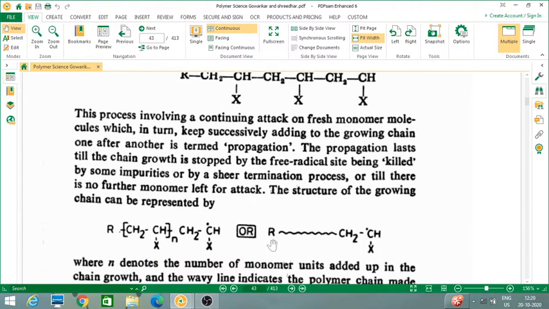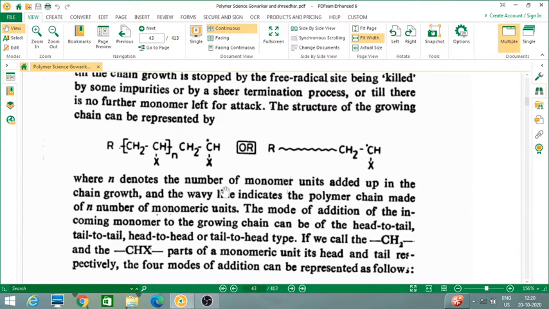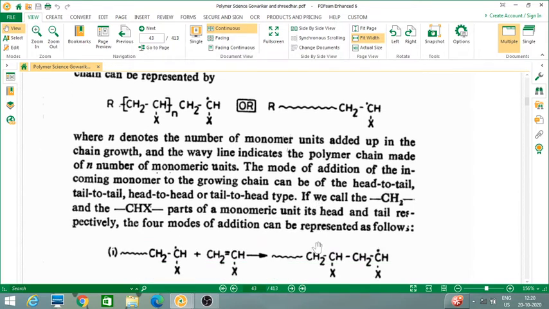The structure of the growing chain can be represented like this, where n denotes the number of monomer units added up in the chain growth, and the wavy line indicates the polymer chain made of n number of monomer units. The mode of addition of the incoming monomer to the growing chain can be of head to tail, tail to tail, head to head, or tail to head type, if we call the CH2 and the CHX part of a monomeric unit its head and tail respectively. So CH2 is the head and CHX is the tail.